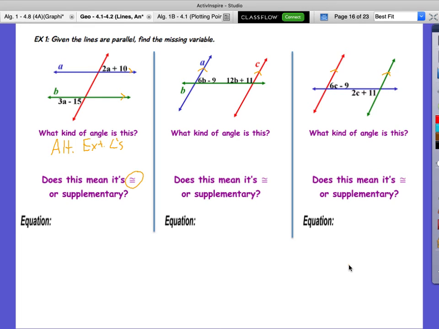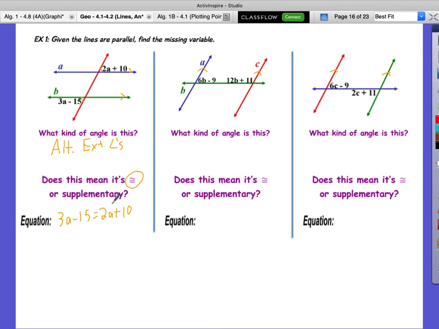Okay, so we're going to say if they're congruent, we set up some sort of equation for these two in order to find a variable. They equal each other. 3a minus 15 equals 2a plus 10. Would it have mattered which of these sides we put first? Would it have been okay if we had done 2a plus 10 is equal to 3a minus 15? Yeah, that'd be perfectly fine.